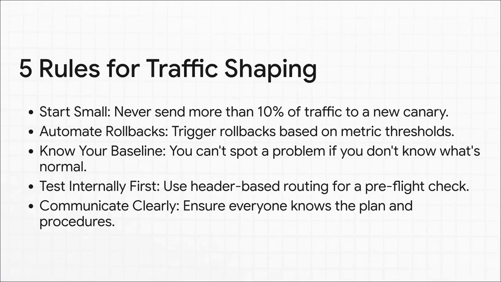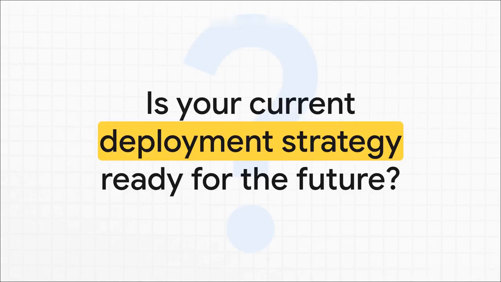Number 1, start small, always. You want to keep that blast radius tiny. 2, automate your rollbacks. If things go bad, you want a machine to react instantly, not wait for a human to notice. 3, know your baseline. This is huge. You can't tell if something's wrong if you don't know what normal looks like. 4, test internally first. Use those cool header tricks we talked about for a final sanity check. And last but not least, number 5, communicate. Make sure everyone on the team knows the plan, what to watch for, and what to do if the alarm bells start ringing.